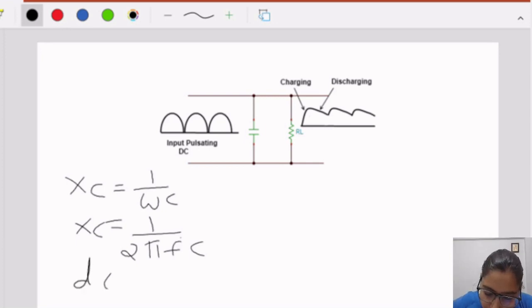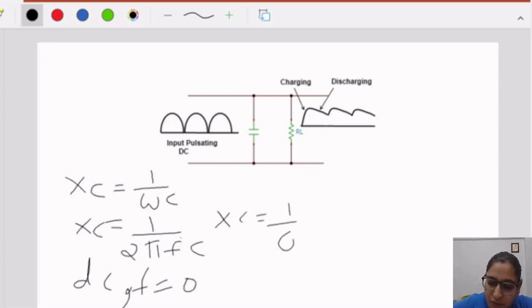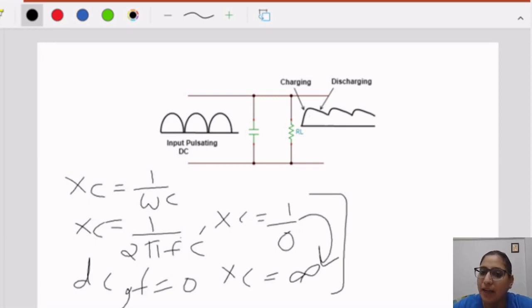For DC, the frequency f is equal to 0. For the DC component, the frequency term is 0. So, what will happen? XC will be 1 upon 0 in the case of DC signals, and XC is nothing but infinite. 1 upon 0 is infinity. In this case, the reactance of the capacitive filter is infinite. It means it provides infinite resistance for DC components. Similarly, it works as an open circuit when the DC component passes through it. So, capacitors are DC blockers. They block DC and just allow AC to pass.